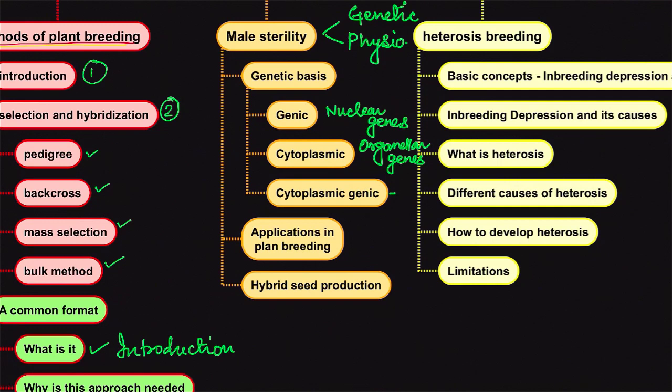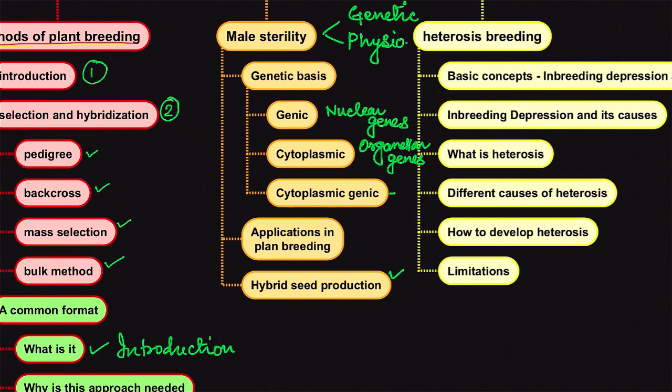After that, you will also be dealing how do we apply each mode of male sterility for hybrid seed production. In other words, how you will be planning your breeding so that using genic male sterility you can produce hybrid seed. How would you be planning hybrid seed production using cytoplasmic male sterility, and how you would be planning hybrid seed production using cytoplasmic genic male sterility. After doing all of these, you will be discussing the applications of male sterility in plant breeding.